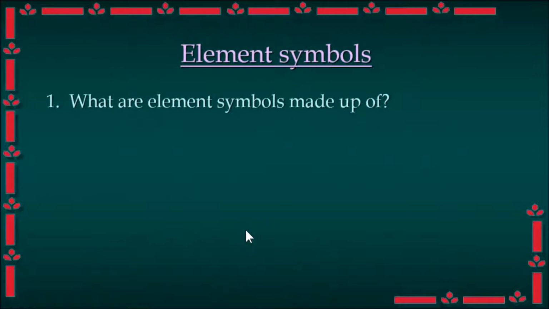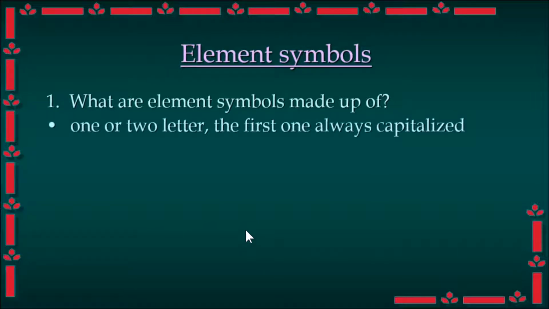So, what are the element symbols made up of? They're made up of one or two letters. The first one is always capitalized. If you're one of these people that do not like to capitalize letters, then we're in trouble. If you're one of these people that like to capitalize every letter, we're still in trouble.